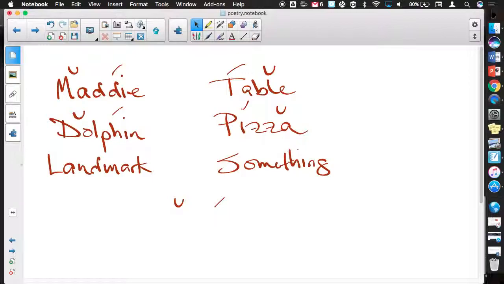Did you give Maddie the note? Is Maddie here today? The second part of the name, I think you elongate just a little bit. You put a little bit more emphasis.